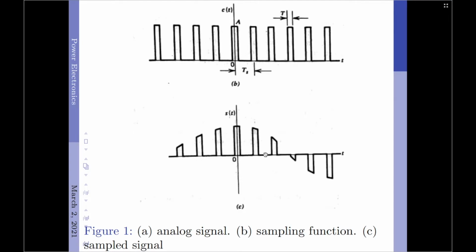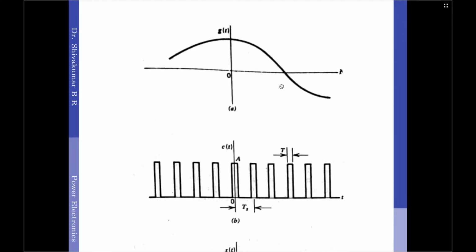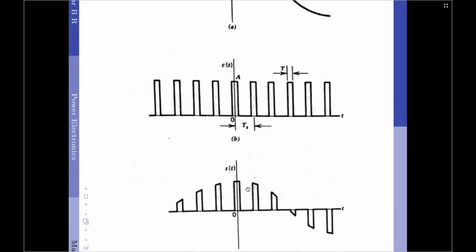Therefore, we can say the sampled signal s of t consists of a sequence of positive and negative pulses. It is not mandatory to have both positive and negative pulses always in the sampled signal. This is because our input signal g of t consists of both positive and negative amplitudes, and since we are simply going to retain the value of g of t in the sampling duration of each pulse, which is capital T, we are going to have both positive as well as negative pulses.